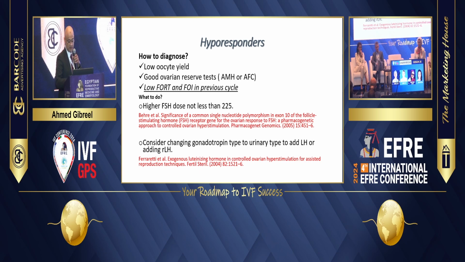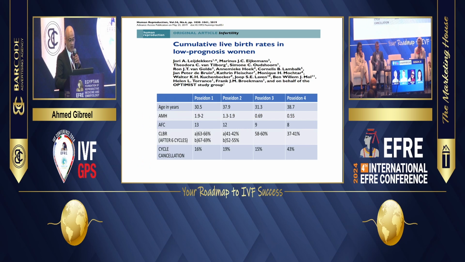stimulation regime or protocol. This is a very good study about the cumulative live birth rates in low prognosis women, and it's quite optimistic. I'll just touch on Posidon 3 and Posidon 4. It has shown that the cumulative live birth rate after 6 cycles of stimulation in women with poor ovarian reserve, even if they are above 35, would reach 40%.